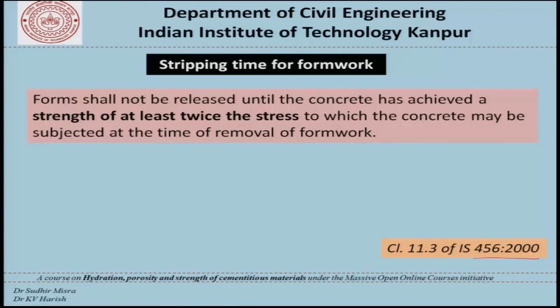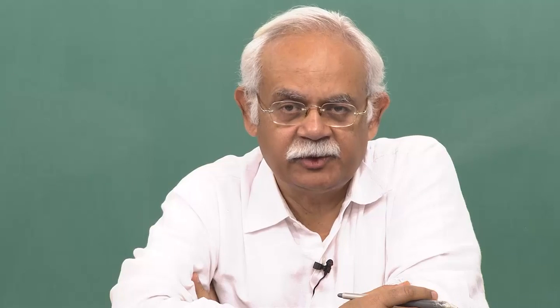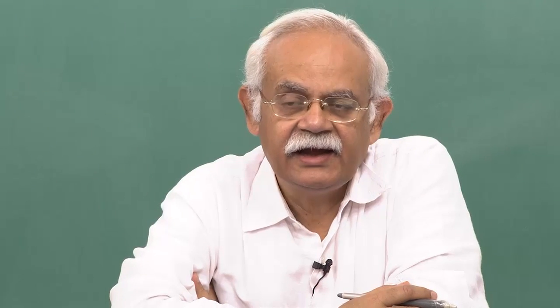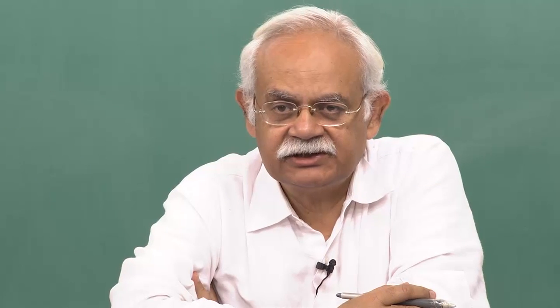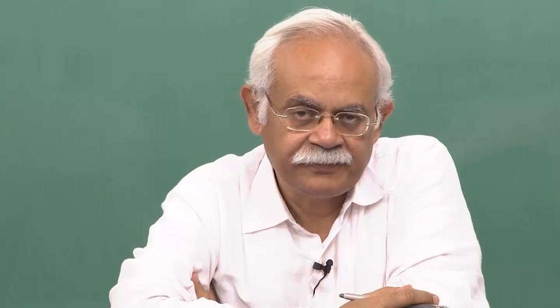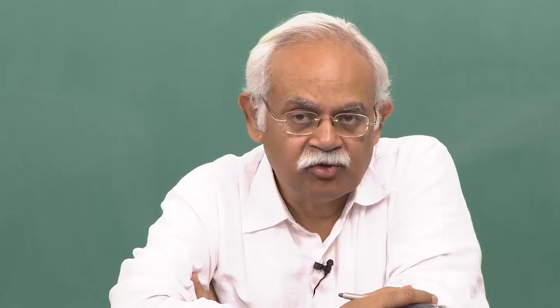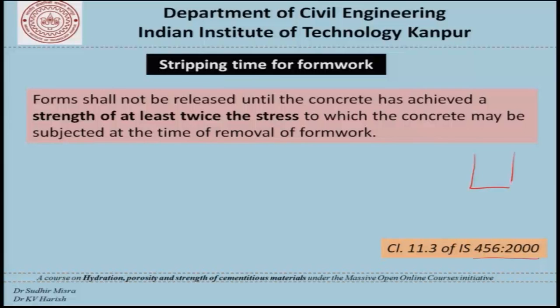We must remember that after a certain member, whether it is a beam or a column or a slab, it is cast, it is a while before these members are subjected to design loads or the full load. And therefore, what we are talking about is for the removal of formwork, which could be the sides or the bottom of a beam or the sides of a column. In all these cases, we have to only ensure that concrete has sufficient strength. Now, how much is that sufficient strength is quantified here when it says that it should have strength which is twice the stress that it may be subjected to.